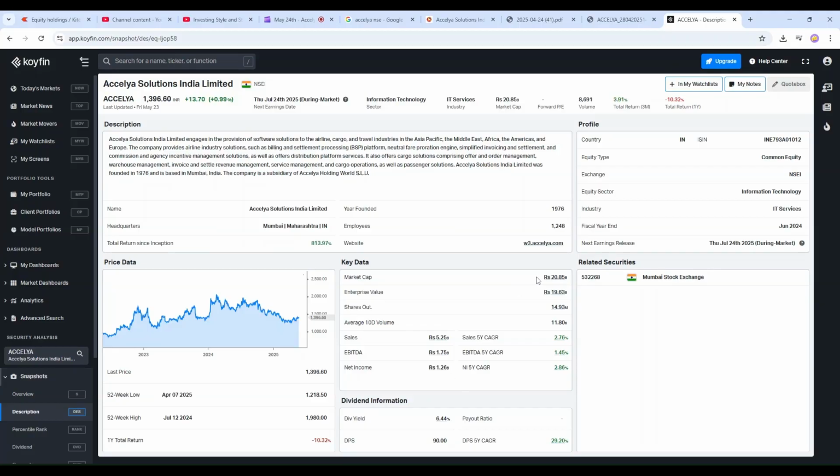So it doesn't look like 15 times, it looks more in the range of 20 times. Sales hasn't grown much in the last 5 years, so it's not a high growth company. EBITDA CAGR is not high as well. Net income has not grown, so it's not a growth company. It's a high dividend payout company. So if the share price comes down, then it becomes very attractive.